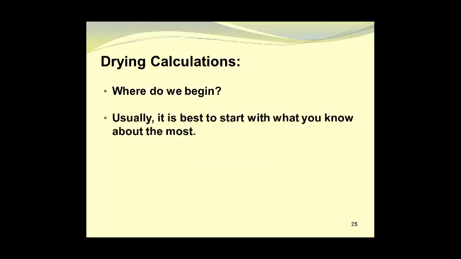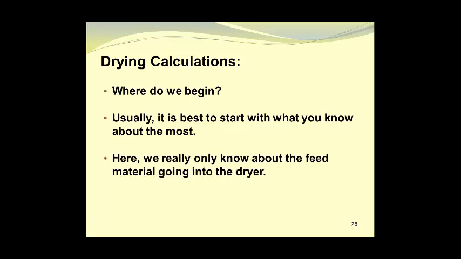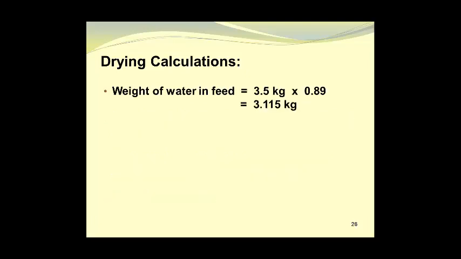So you can see that we have a number of things here to determine. So where do we begin? Usually it is best to start with what you know about the most. Here we really only know about the feed material going into the dryer. So let's start there. The weight of the water in the feed will be equal to 3.5 kilograms times 89% moisture as a decimal fraction, which is 0.89, and that gives us 3.115 kilograms of water.